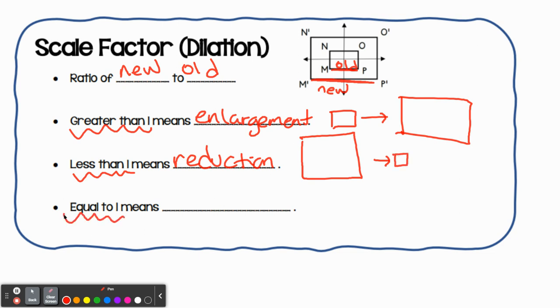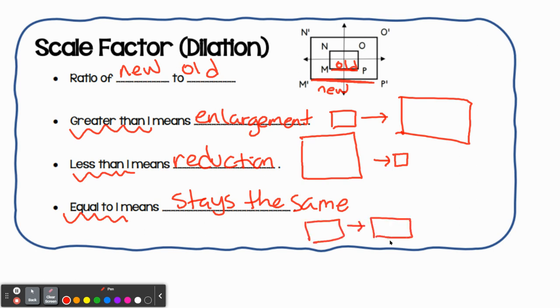When you multiply by a scale factor that's equal to 1, that means that it stays exactly the same. It didn't get bigger or smaller. So if I had a rectangle and I multiplied by a scale factor of 1, it stays exactly the same.